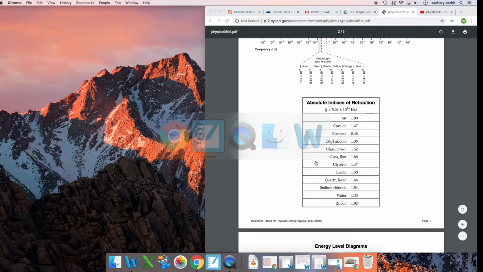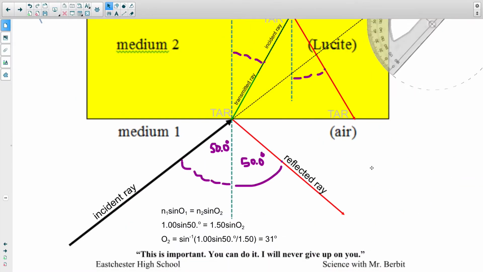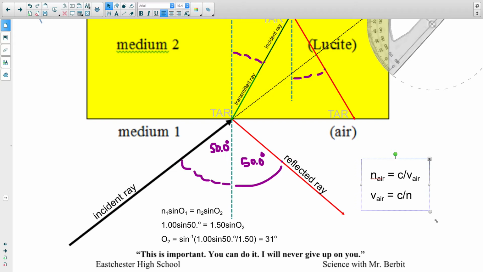So doing this actually shouldn't be so bad. The equation they provided, sorry, I don't like doing fractions with the slash, but it is what it is. So we're going to do this for air right now. n air equals c over v air. If we're trying to find v air, we can rearrange this. v air will equal c over n air.